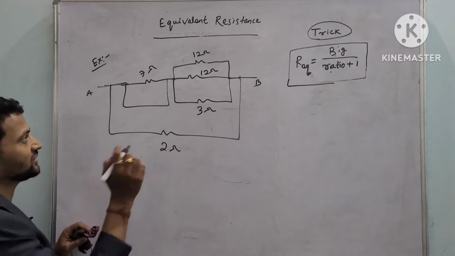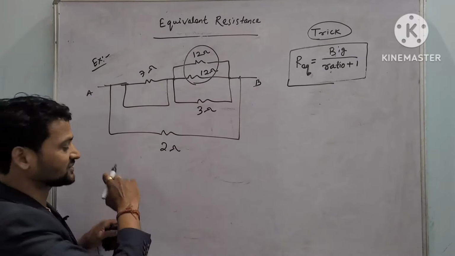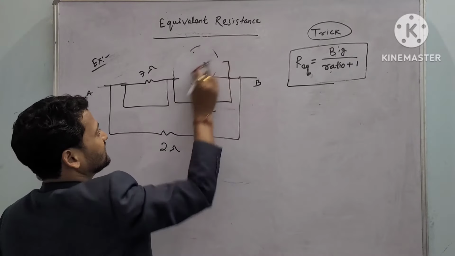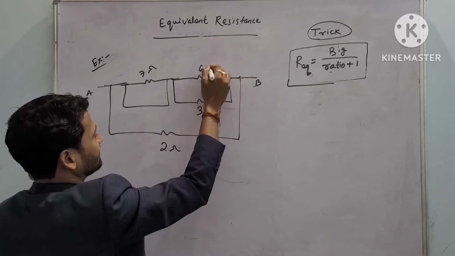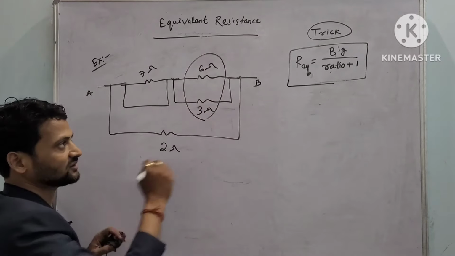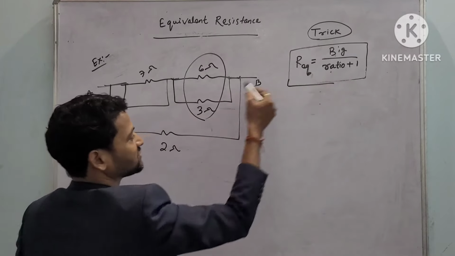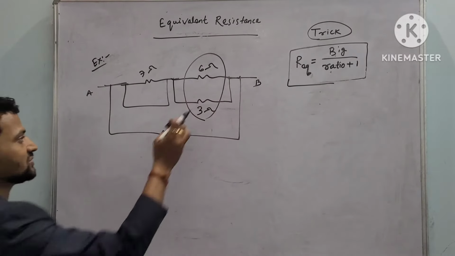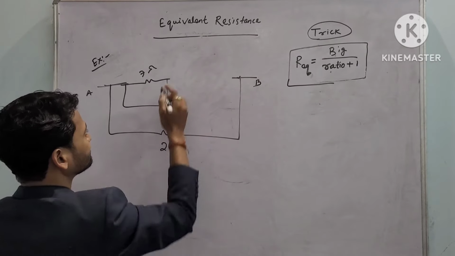Done. Okay, look, 12 and 12 both are in parallel. So what is the answer? 6. So I can write here 6. Now 6 and 3 both are in parallel. So big one by ratio plus 1. 6 by 3, ratio is 2. 2 plus 1 is 3. 6 by 3 is 2. So I can replace this one as 2 ohm.